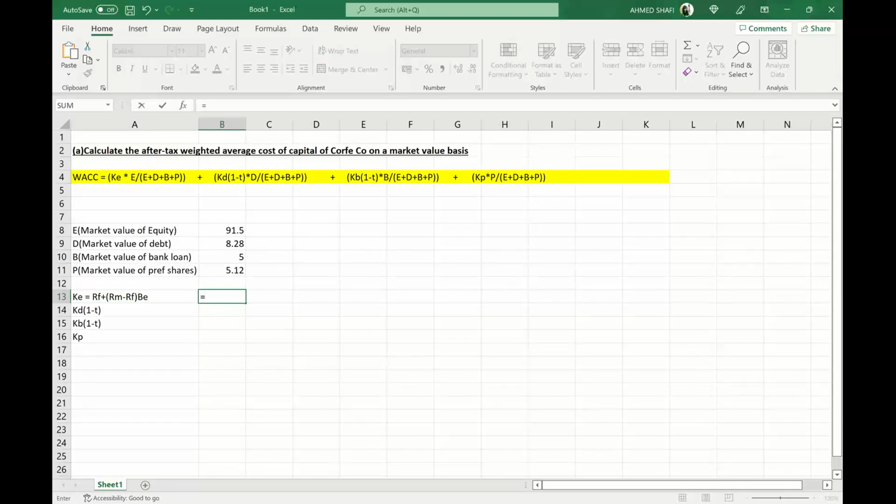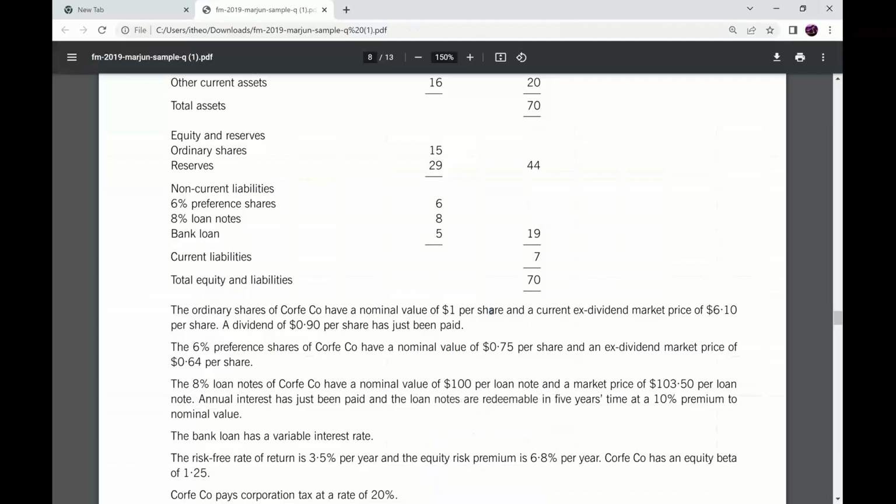Please go back to the question now. In the second last line, you can see risk-free rate is 3.5%. Okay, you are not provided with market rate. It's given risk premium 6.8. The whole bracket is given, and equity beta is 1.25. Remember, market rate is not given. Risk premium is given. Whole bracket is given.